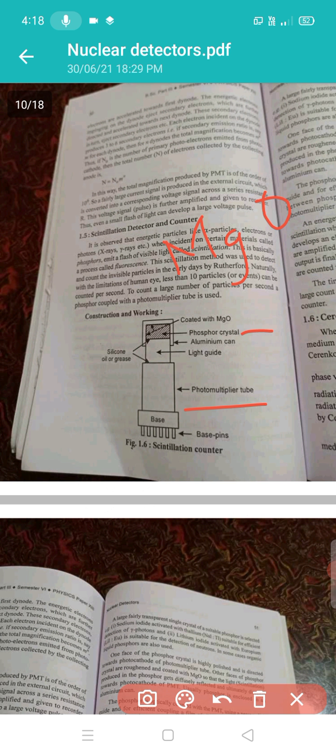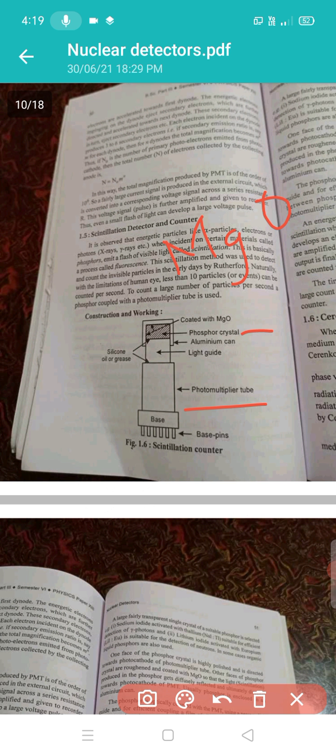The phosphor is optically coupled with a photomultiplier tube using a perspex light guide, and for efficient coupling, a film of silicone oil or grease is used between the phosphor and the perspex, as well as between the perspex and the photomultiplier tube.